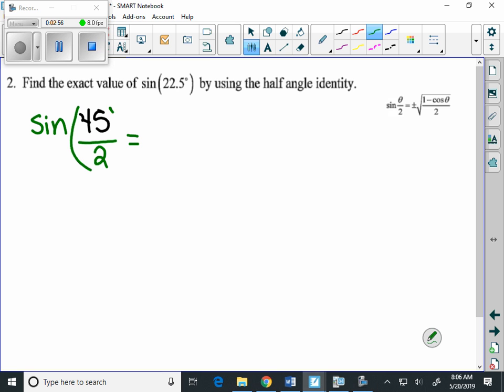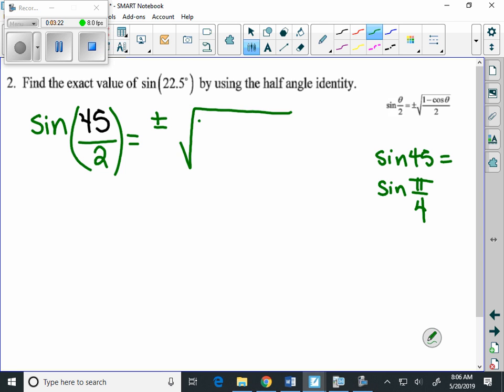And once we've got that value filled in, then we can use that value because we know what sine of 45 equals. By the way, if you prefer, sine of 45 is the same thing as sine of pi over 4. I know that that helps me. I tend to work in radians. I don't tend to work in degrees. But if we fill this in, it's going to be plus or minus here, and then it's going to be 1 minus cosine of 45 all divided by 2.